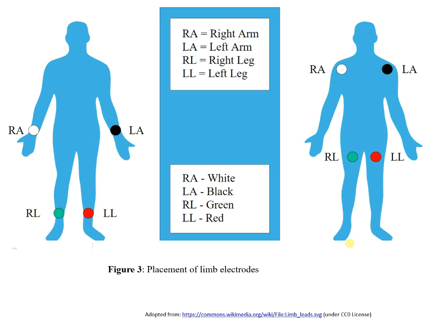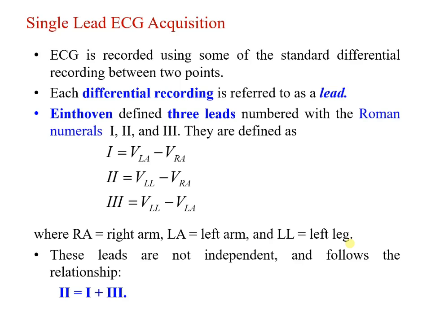So just remember this abbreviation because we are going to use that for the lead value. So your lead 1 is equal to VLA minus VRA. That is the potential difference between left arm and right arm. Similarly, lead 2 is the potential difference between left leg and right arm, and lead 3 is the potential difference between left leg and left arm. I guess you have already studied these things in your theory classes. I'm just giving a brief introduction on this.